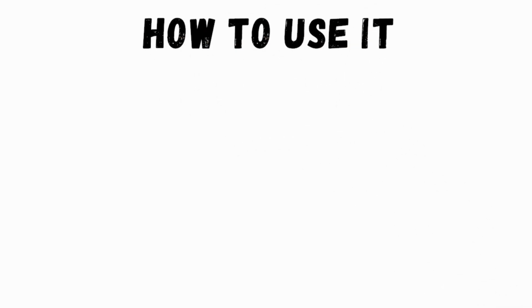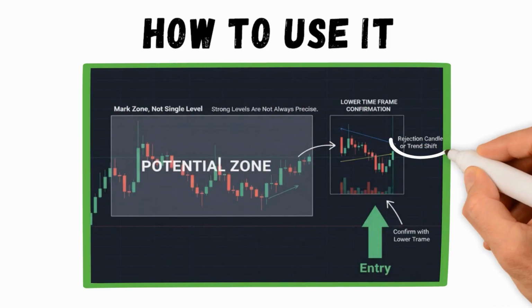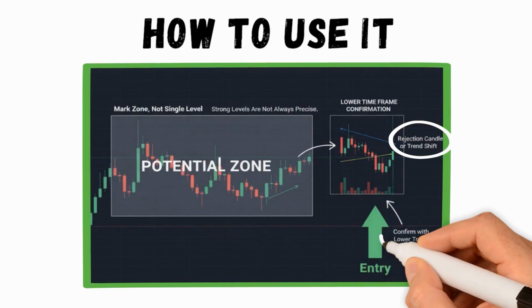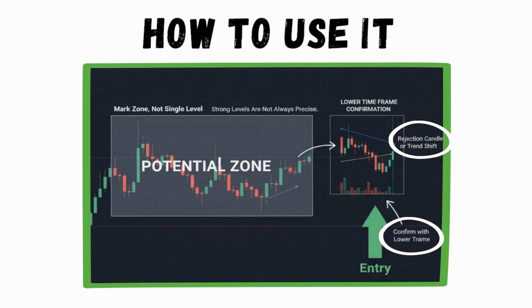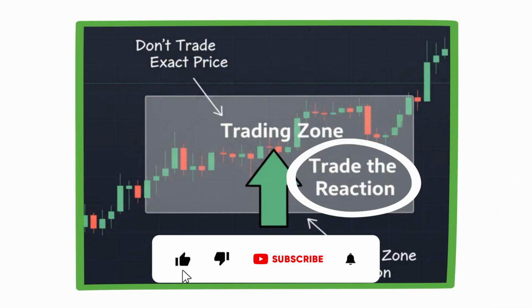How to use it. Mark a zone instead of a single level. Look for rejection candles or trend shifts anywhere within or just beyond that zone. Confirm with a lower time frame reversal. You're not trading the exact price, you're trading the reaction in the zone.